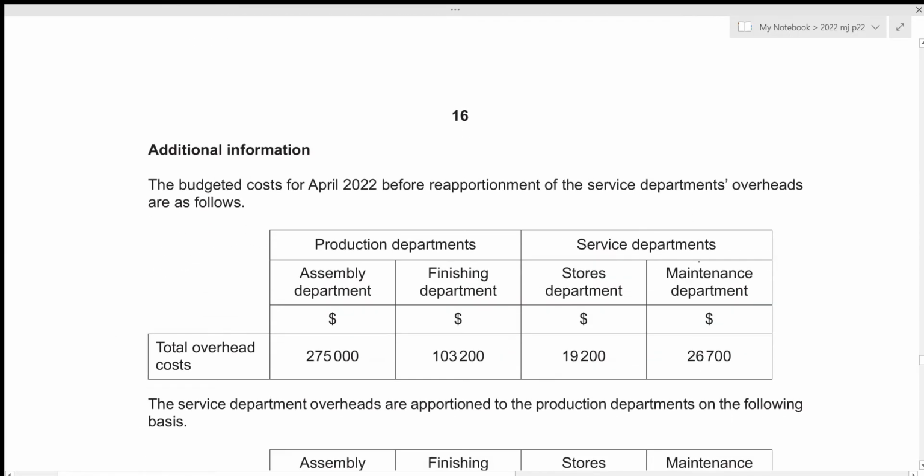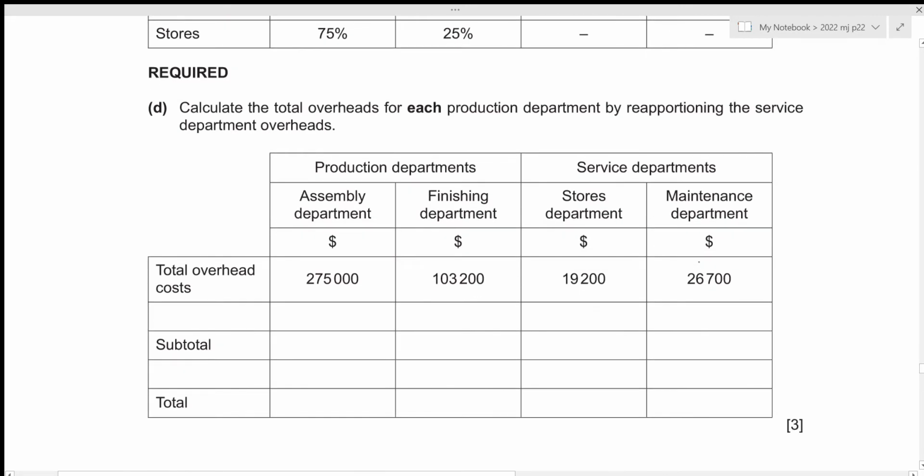We are given additional information. So first of all, let's have a look at our question. For the first part of this question, we need to calculate the total overheads for each production department by reapportioning. So we're talking about apportionment here, meaning that we are sharing the overhead expenses among different departments on a suitable basis. The service department overheads, and we know that we have 2 service departments. The first one is stores department and the second one is maintenance department. Now we just need to reapportion these expenses of 19,200 relating to the stores department and 26,700 relating to the maintenance departments to our production departments of assembly and finishing.